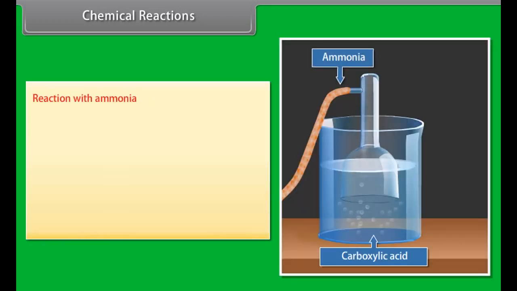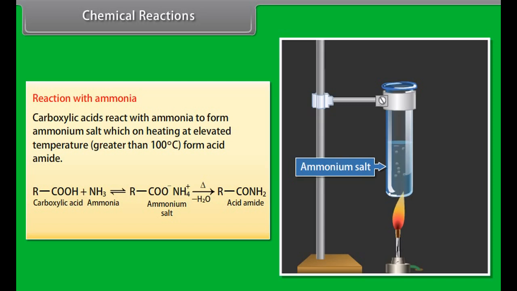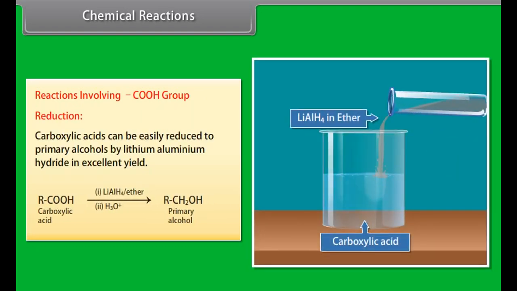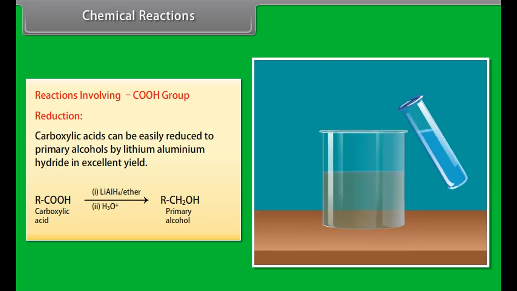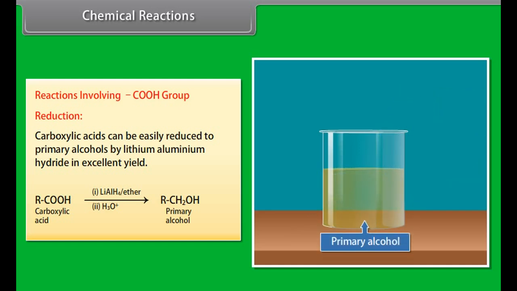Reaction with ammonia. Carboxylic acids react with ammonia to form ammonium salt, which on heating at elevated temperature, that is greater than 100 degrees Celsius, forms acid amide. Chemical reactions. Reactions involving the carboxyl group. Reduction. Carboxylic acids can be easily reduced to primary alcohols by lithium aluminium hydride in excellent yield.